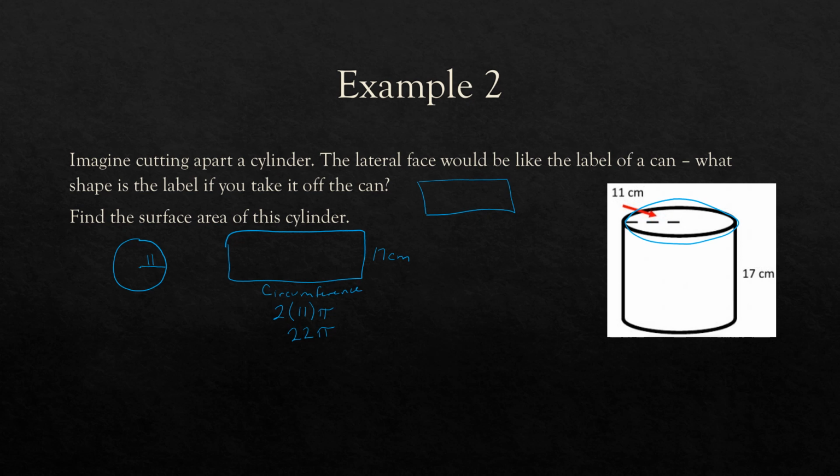And we have 2 of these, for our circle, for our top and the bottom. So what is the area of a circle with an 11 centimeter radius? It's pi r squared. So pi times r squared. That would be 121 for 11 squared, and then times pi. And then we have 2 of them.